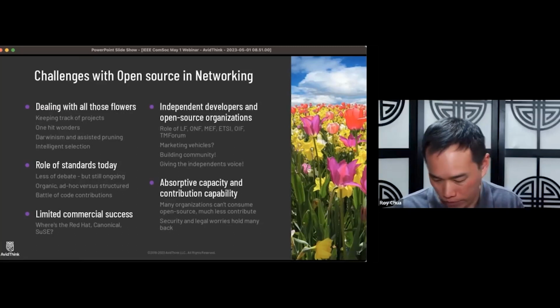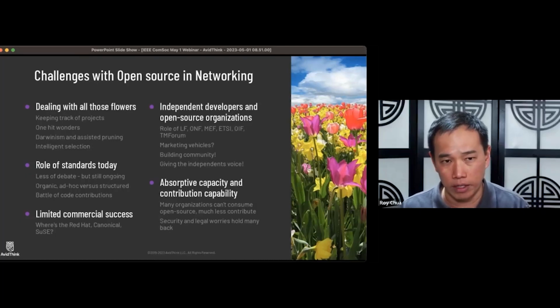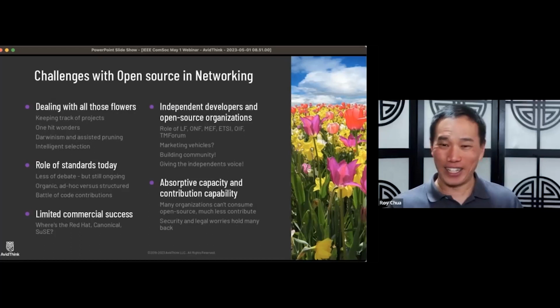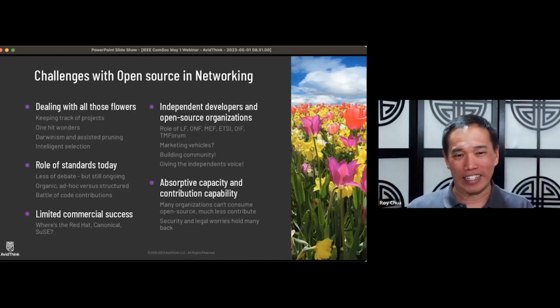And again, it's my viewpoint based on conversations I have with all the different parties, right, on an ongoing basis the last 10 years. So what are the challenges that we see with open source networking? It's those 100 flowers or 1,000 flowers. How do you keep track of all those projects, right? There's a lot of projects out there still. Some one-hit wonders out there, and obviously, Darwinism plays a role.